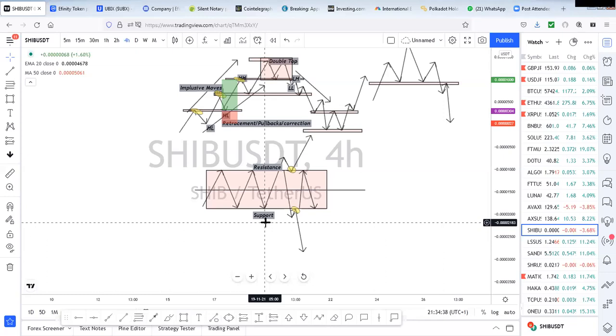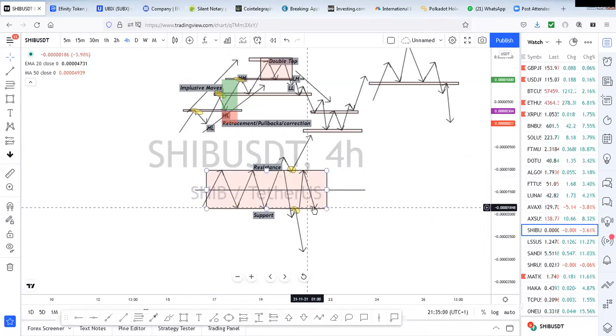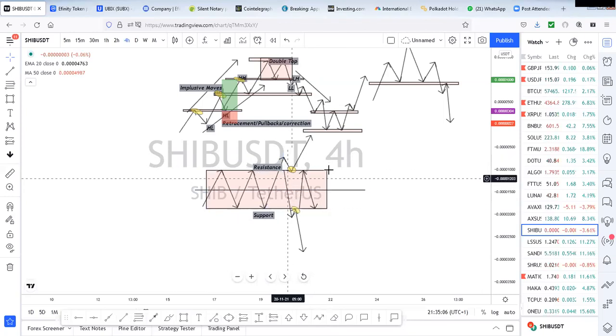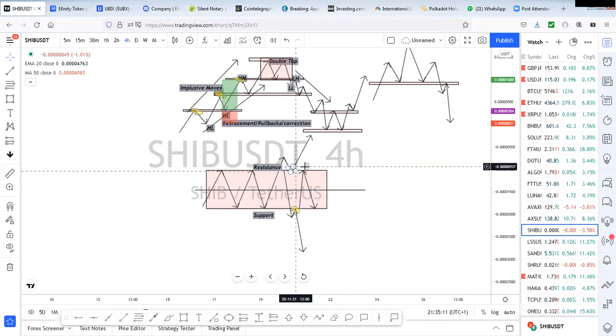Two, by waiting for a breakout from either the support level or the resistance level. So if you don't want to be taking risk trading inside the range, you just wait for breakouts from either the support level or the resistance level. In fact, it's best to wait for a breakout.